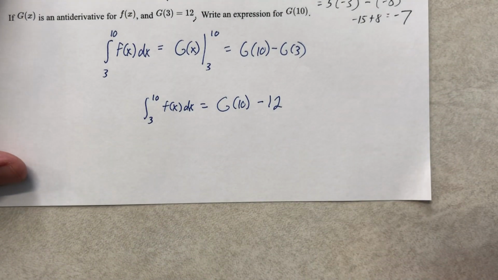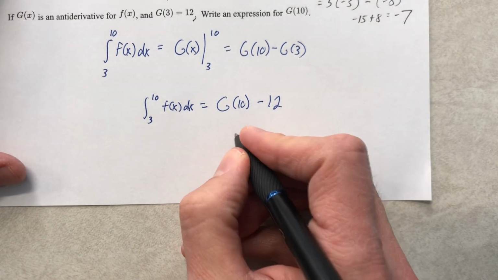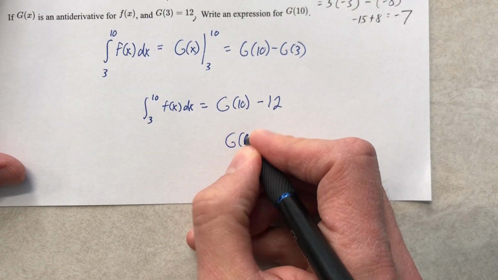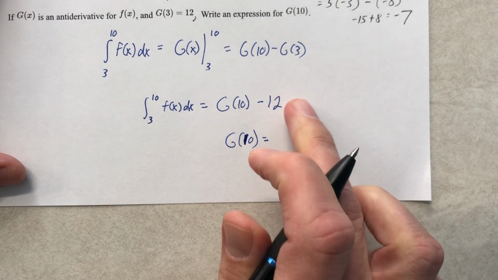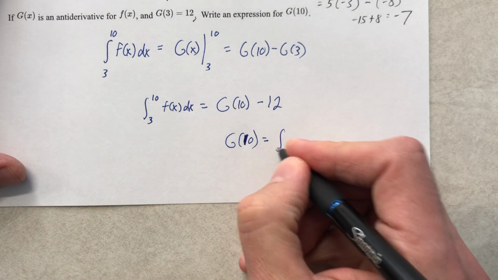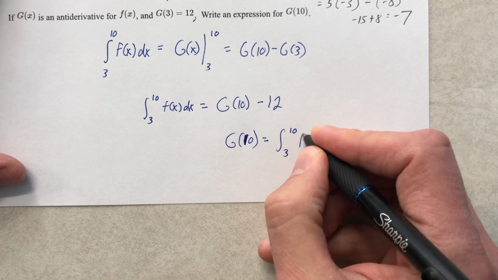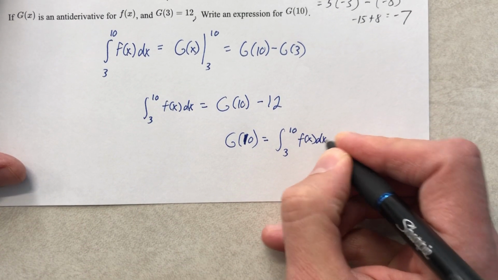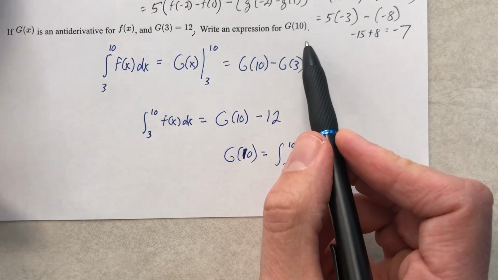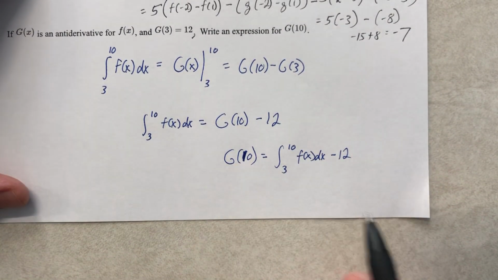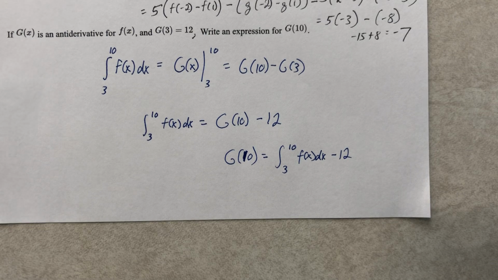Okay, good to know. So what's G of 10? G of 10, apparently I'm having a hard time writing a 10. G of 10 is equal to, and I would move this 12 over to the other side, and I would have the integral from 3 to 10 of f of x dx minus 12. Now, they didn't say find out what G of 10 is, like give me a number. They said write an expression. Done. We have an expression for G of 10.